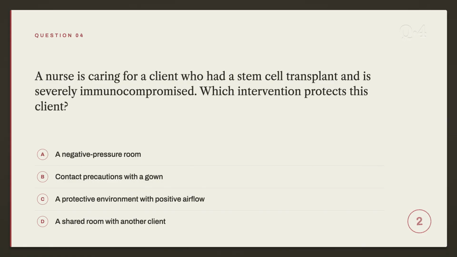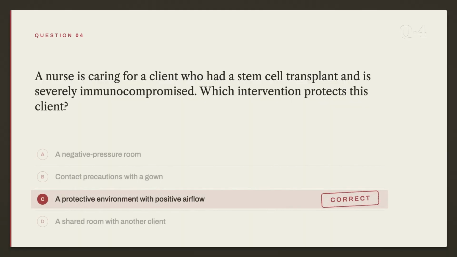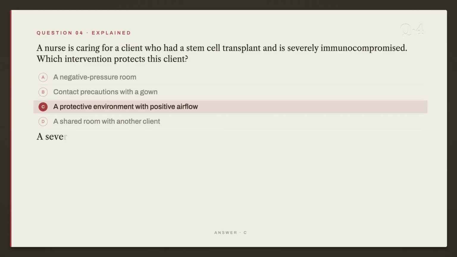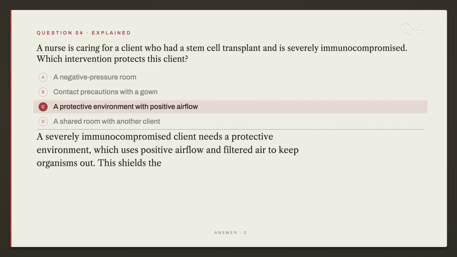The correct answer is C. A protective environment with positive airflow. C is correct because a severely immunocompromised client needs a protective environment, which uses positive airflow and filtered air to keep organisms out. This shields a client whose weakened defenses cannot fight infection.